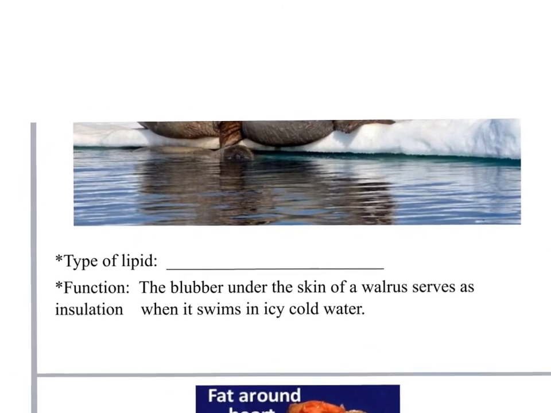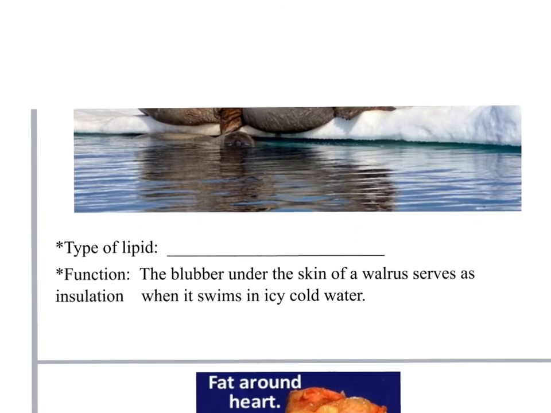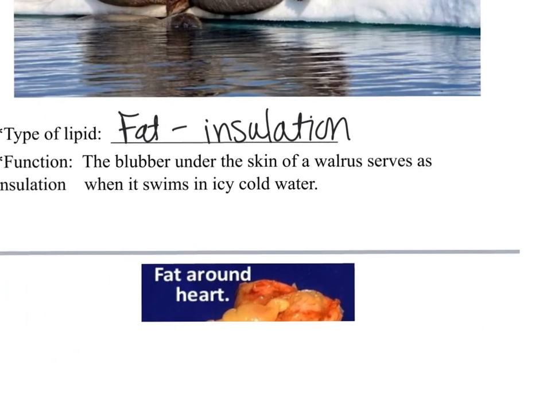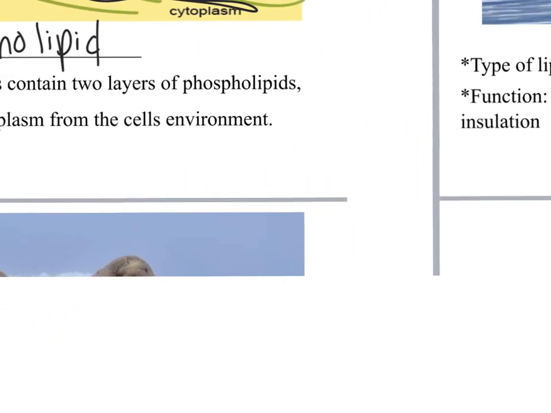Well, these were some seals. I'm not quite sure where they were, but this type of lipid would be fat, and it would be providing insulation. And let's see here. Fat around the heart, protection. Obviously, oh, there's the seal's head.